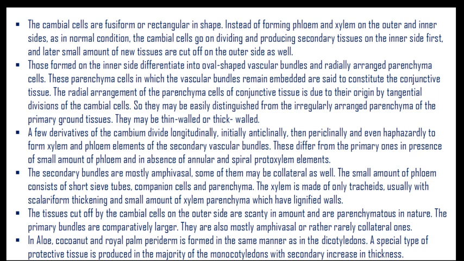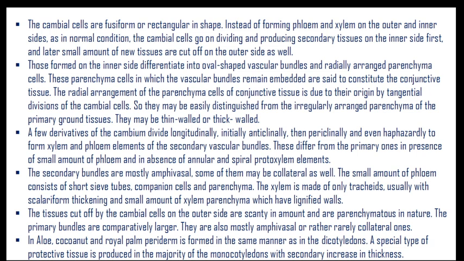The small amount of phloem consists of short sieve tubes, companion cells, and parenchyma. The xylem is made of only tracheids, usually with scalariform thickenings, and a small amount of xylem parenchyma which have lignified walls. The tissues cut off by the cambium cell on the outer side are scanty in amount and are parenchymatous in nature. The primary bundles are comparatively large. They are also mostly amphivasal or rather rarely collateral ones.